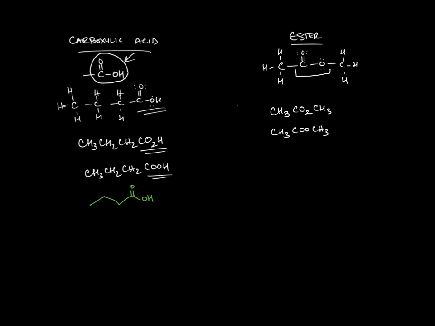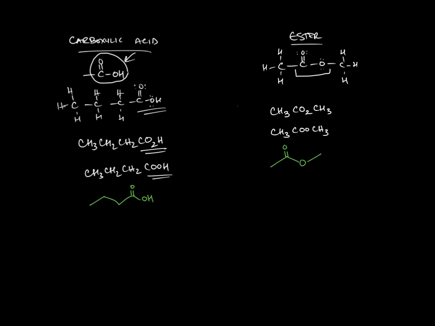The Lewis structure, the line angle structure for this would be to draw our two carbons, followed by our oxygen, followed by our carbon, and note that there's that double bond O coming off of the second carbon there. So that would be our line angle structure for an ester.